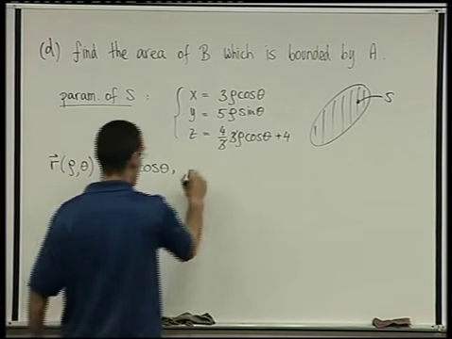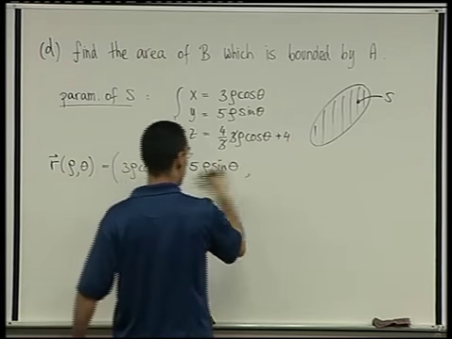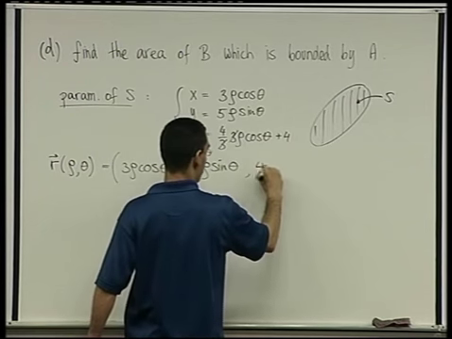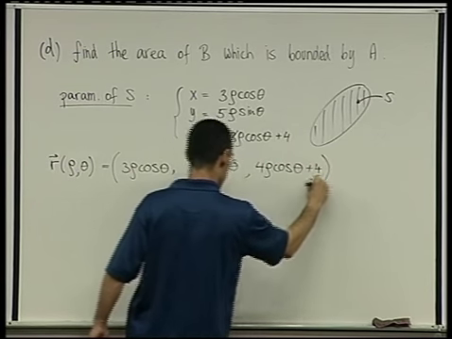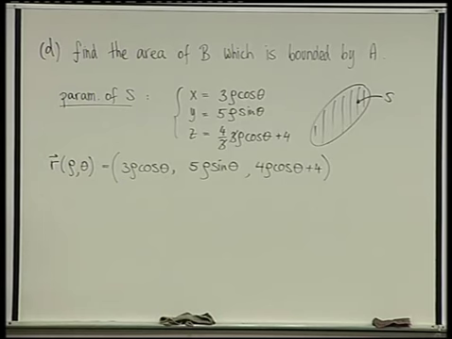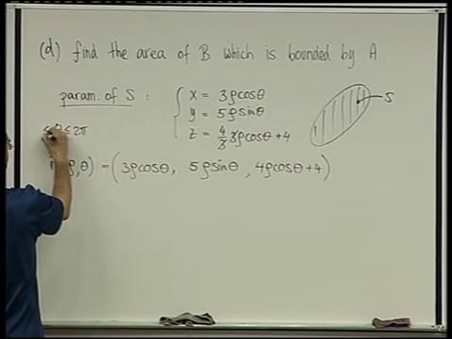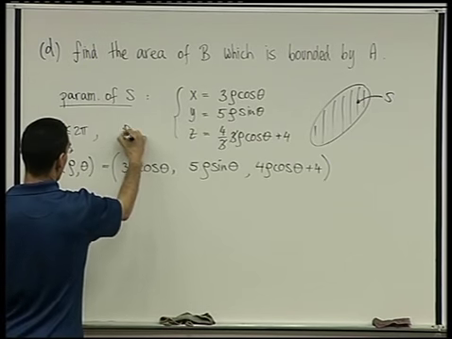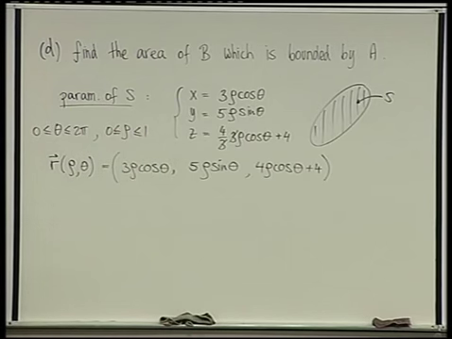Too late. 5 rho sine theta and then 4 rho cosine theta plus 4. So this is the parametrization of the surface S, where theta ranges between 2 pi and 0, and rho ranges between 0 and 1. Good?